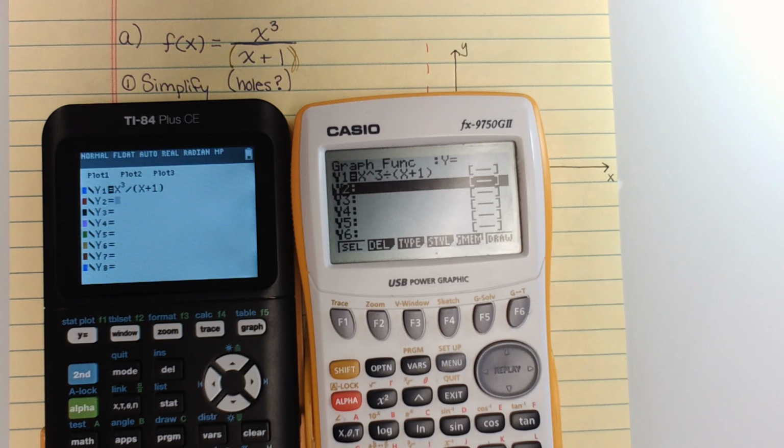Now, if your calculator is set up with a standard viewing window, most of the time that's going to give you what you need. A standard viewing window you can get to by getting into your window button.